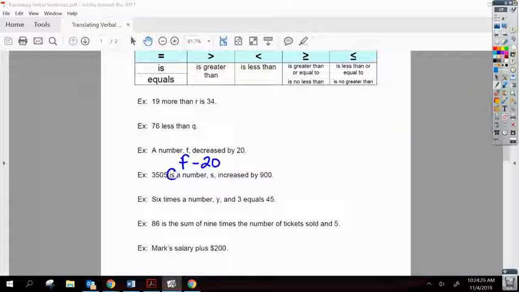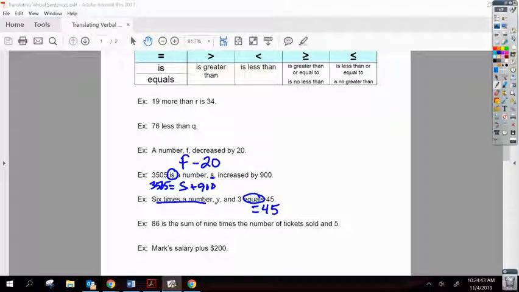The next example, I see the word is, so I should immediately write that down. 3,505 is a number, which they're calling S, increased by 900. S increased by 900. Let's see, is there an is? No, but there's the word equals. Equals 45, so it's an equation.